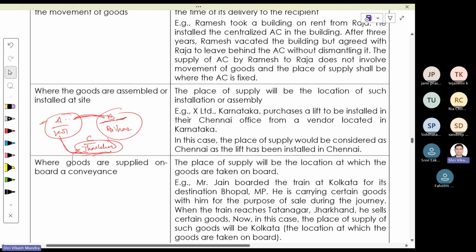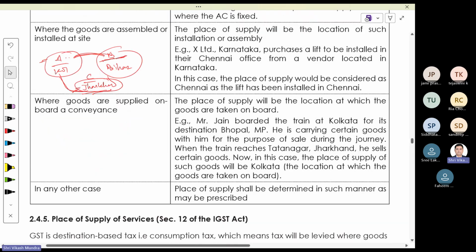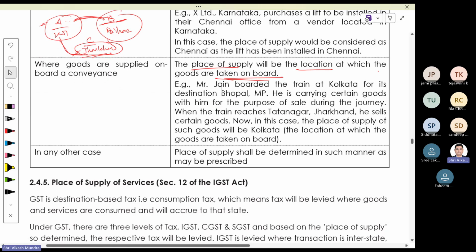Where goods are supplied on board a conveyance, yesterday we discussed this situation. In this situation, we will consider the place of supply as the location at which the goods are taken on board. In our previous example, since the goods were taken on board at Calcutta, CCU, it will be considered accordingly. In any other situation, it will be calculated as per the rules.